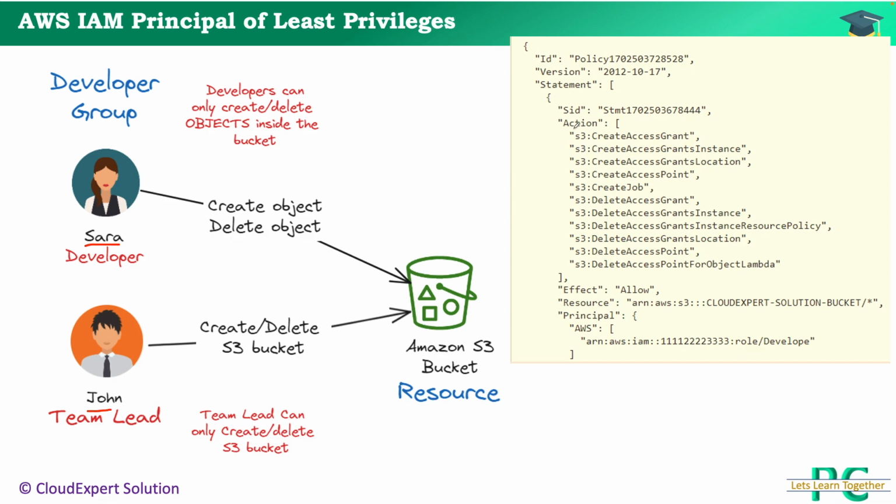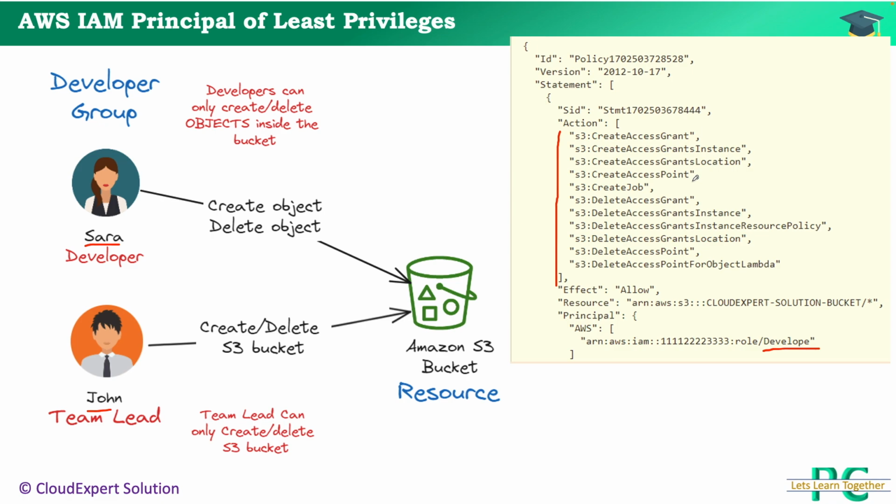Now this is the example of the first policy. For a developer like Sarah, we are giving all those actions: create access grant instance, create job, create access point. You can see there are all these other permissions that we are allowing with the policy to a developer like Sarah, which are really not required. So obviously this is not the principle of least privilege, and AWS does not recommend creating that kind of policies.